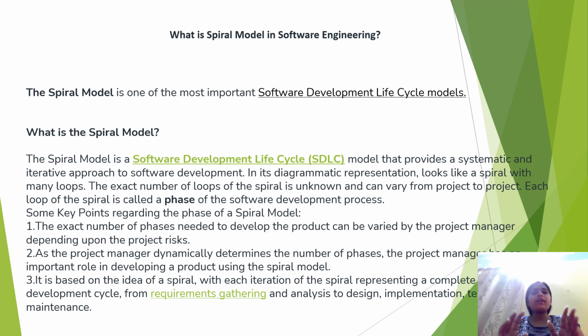Some key points regarding the phases of the spiral model. The exact number of phases needed to develop the product can be varied by the project manager depending upon the project risk. A project manager dynamically determines the number of phases. It is based on the idea of a spiral, with each iteration of the spiral representing a complete development cycle from requirements gathering and analysis to the design.